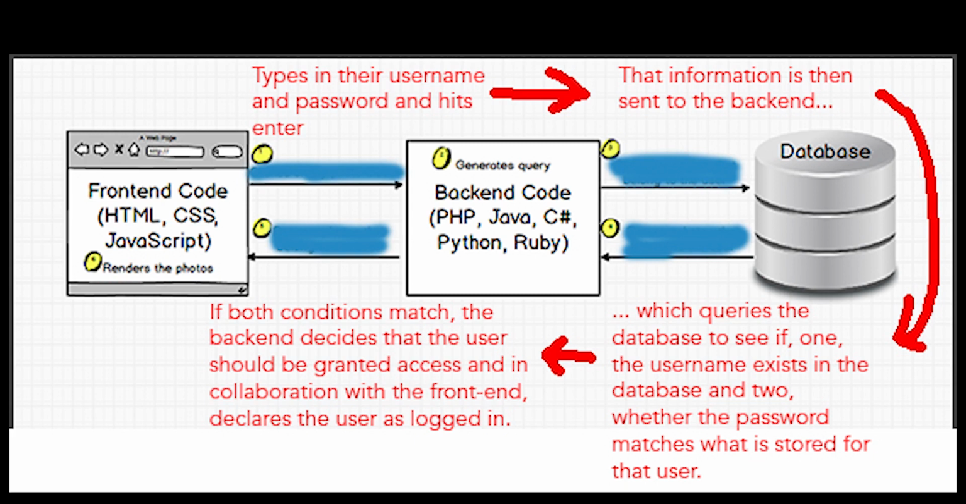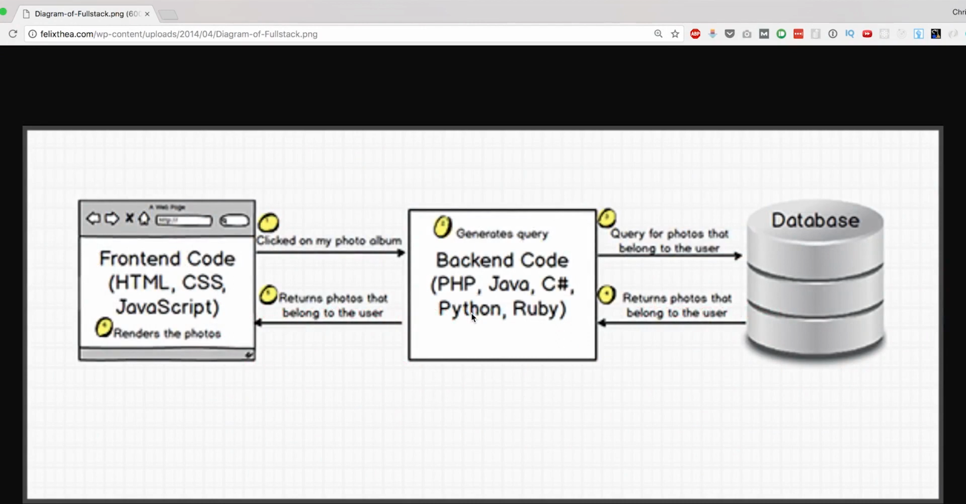So in the case of authentication, the user, number one, types in their username and password, and then hits enter. Number two, the information is then sent to the backend, which queries the database to see if one, the username exists in the database, and two, whether the password matches what is stored for that user. Number three, if both conditions match, the backend decides that the user should be granted access and in collaboration with the front end declares the user as logged in. So, do you see now how the front end and the back end interact?